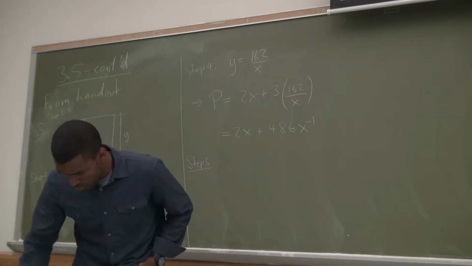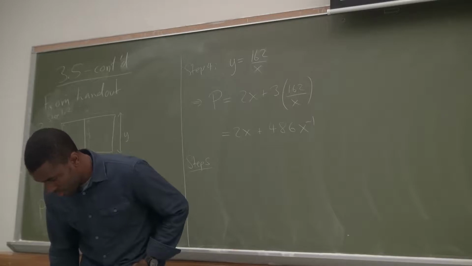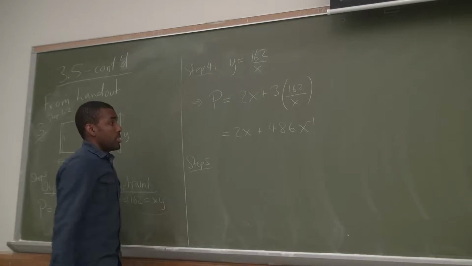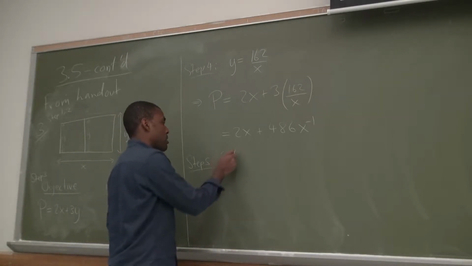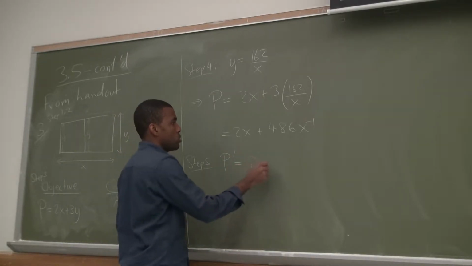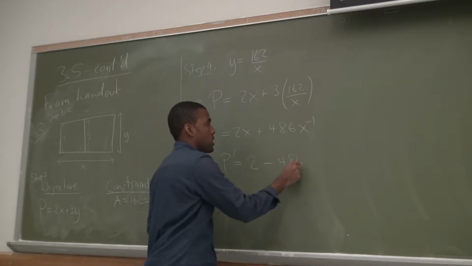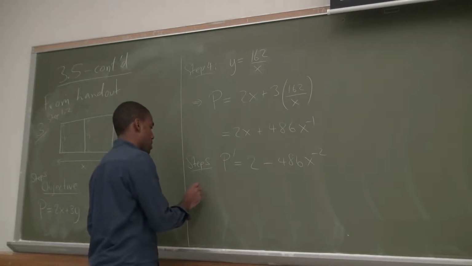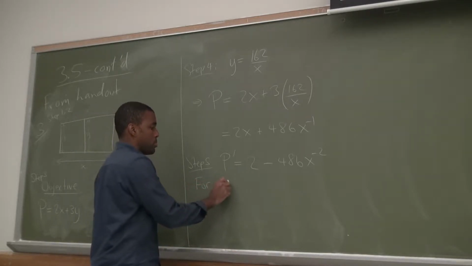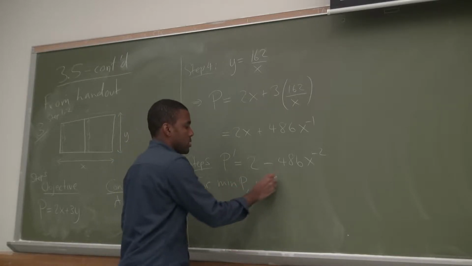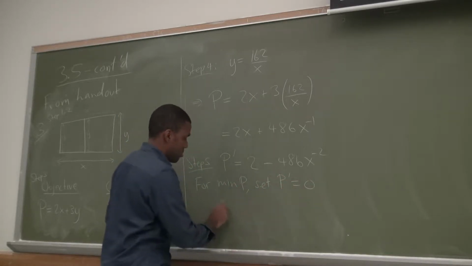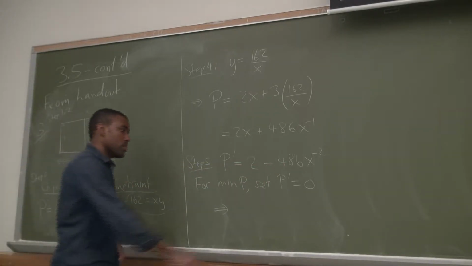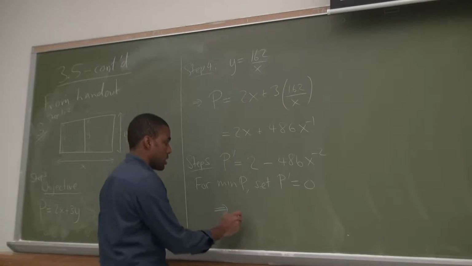Am I following the steps? Okay, so now we're going to have to find absolute minimum. So we need to find the derivative, which is going to be 2 minus 486 over x squared. For minimum p, set p prime equals 0. Or undefined, but undefined means x would be 0, which doesn't make sense in our setup, so we just move on to setting this equal to 0.